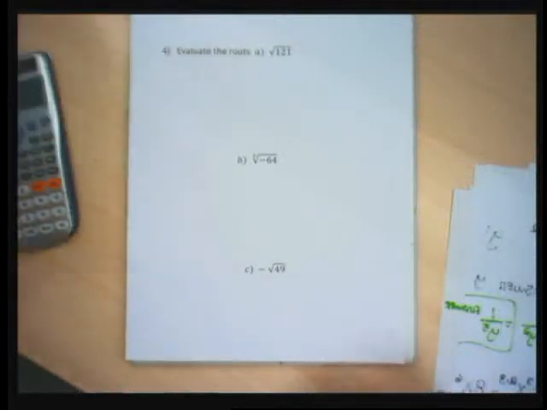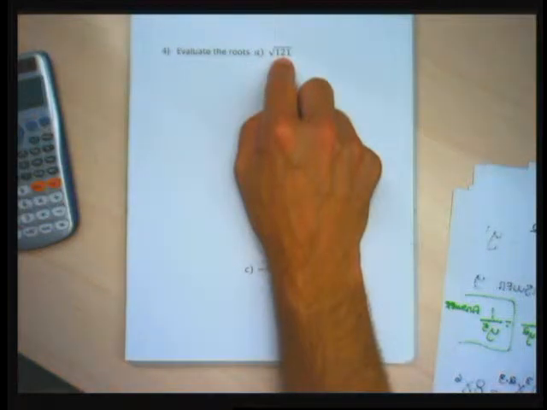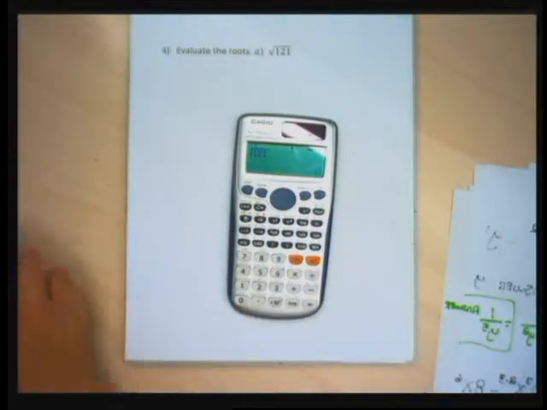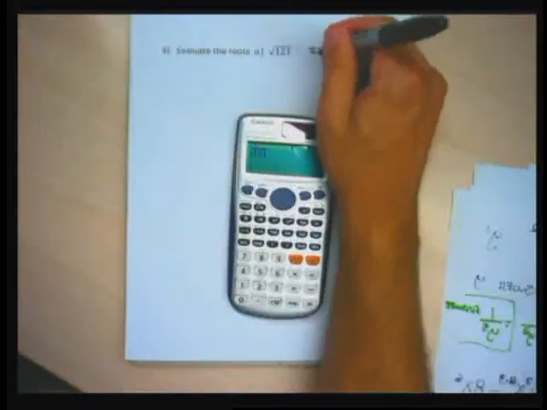The next problems I'd probably just do on my calculator, because if I don't know them, I could do them with factor trees, but they're perfect square roots and perfect cube roots. A is asking me what number times itself is 121. I have that memorized to be 11. If you don't have it memorized, you can just do it on your calculator. And the answer to part A is just the number 11.